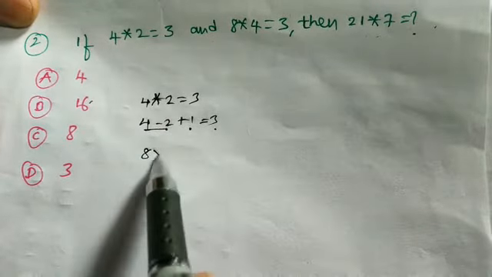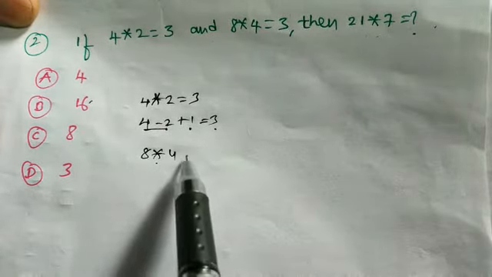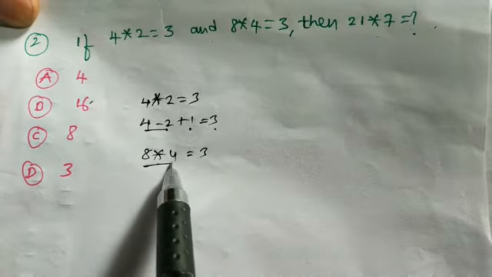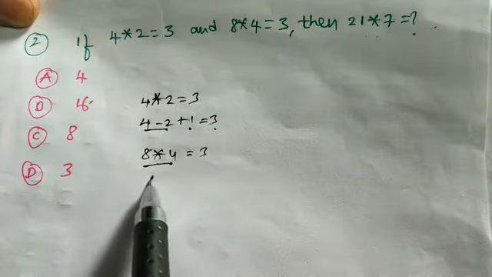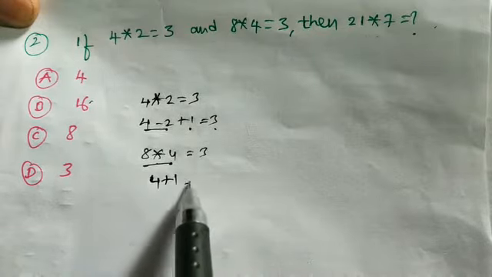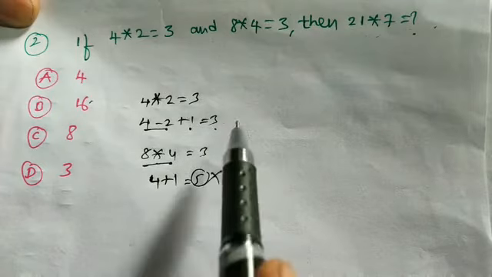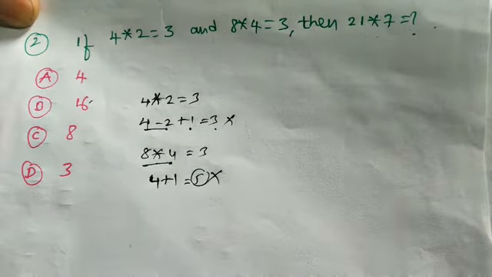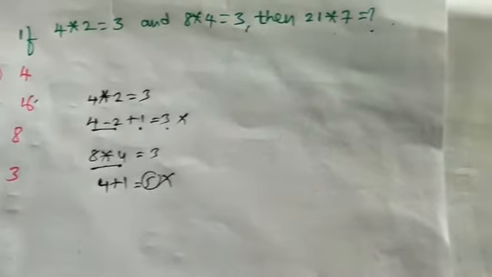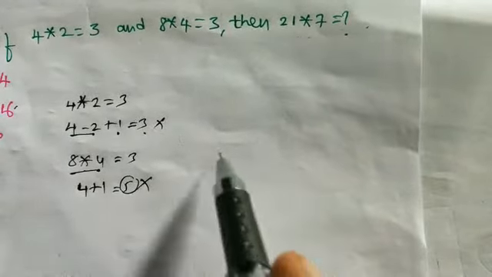In the same way, we'll see for here. 8 star 4 is related to 3 or not? 8 minus 4 and plus 1, we are getting 5. So our assumption is wrong. Is it or not? So we'll see for other assumption.